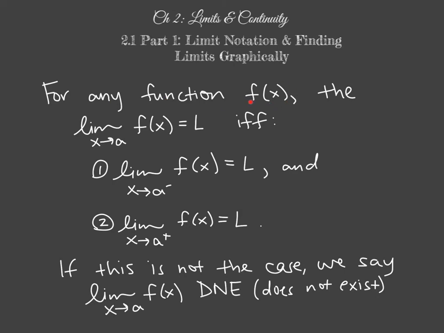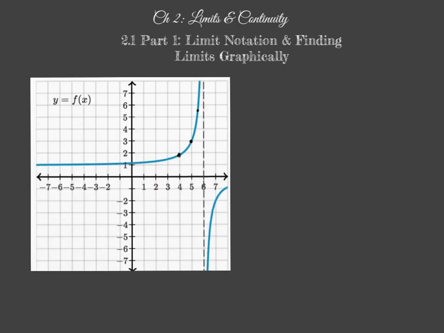So for any function f of x, the limit as x approaches a of our function is this y value, L, if and only if, that's a cool little mathematical thing, if and only if the limit as we approach a from the left is L, and the limit as we approach a from the right is also L. Remember, the left and the right-sided limits had to both exist and be the same number for the overall limit to exist and be that number. If this is not the case, like in that last example, we say the limit as x approaches a does not exist, DNE.